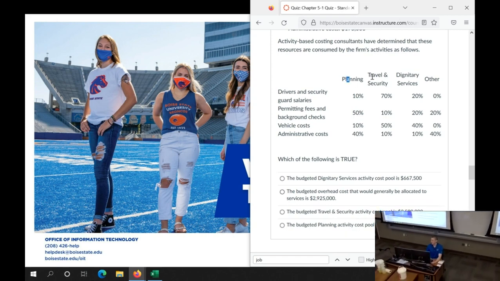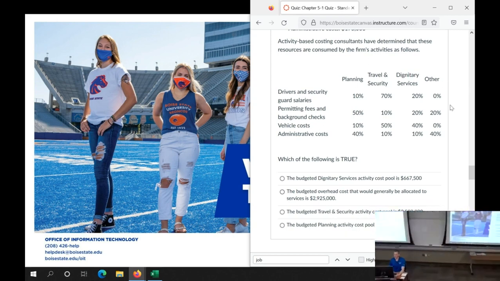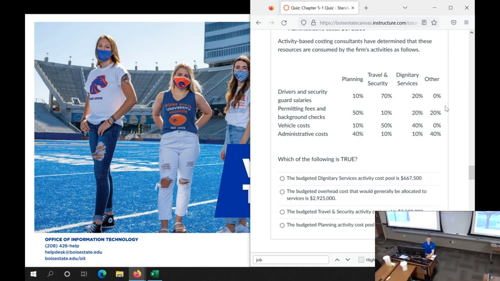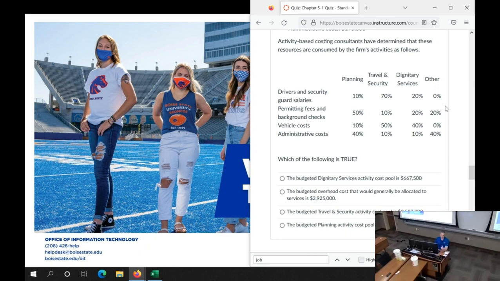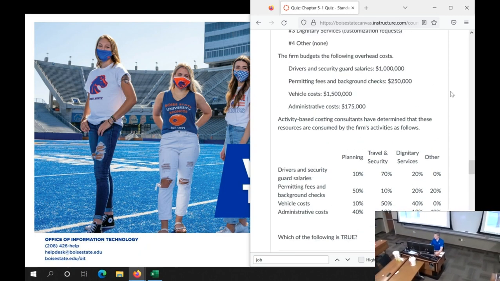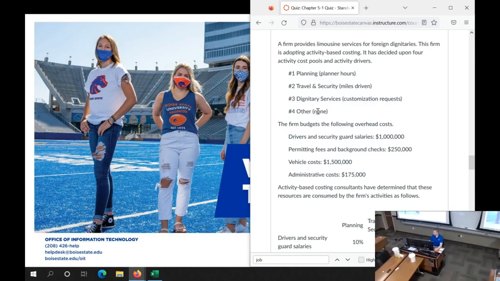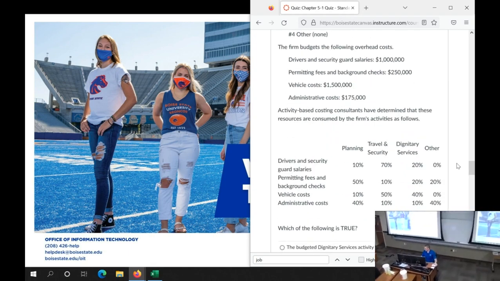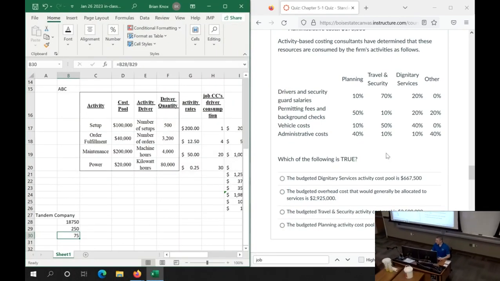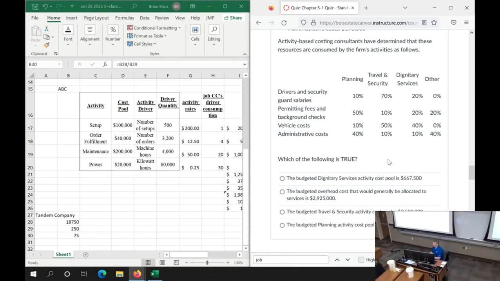We've got 4 activities here. Any of them that would not get allocated to products or services? The other category. That's right. So there's no driver for other. Right up here, other category, and there's no driver. It's just going to be considered a period cost, like an operating cost, and it's not going to be allocated to any service. They do services, so not allocated to any services. If it were they manufacture product, not allocated to any product.